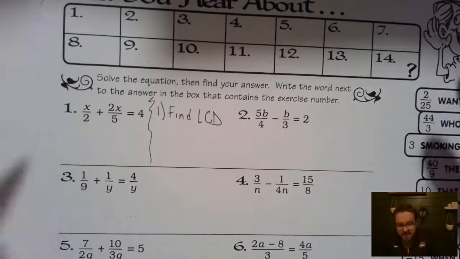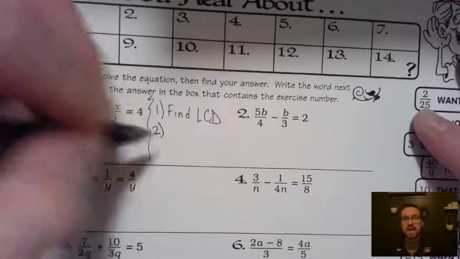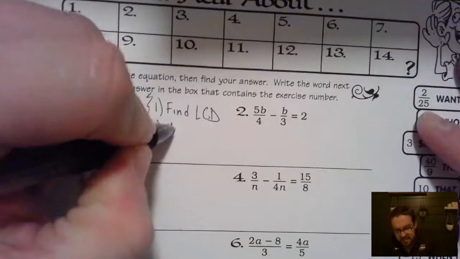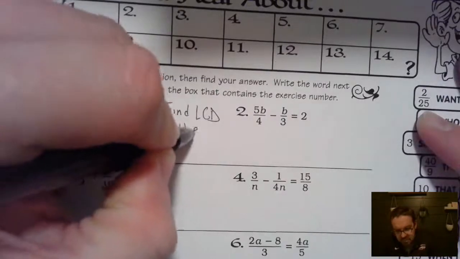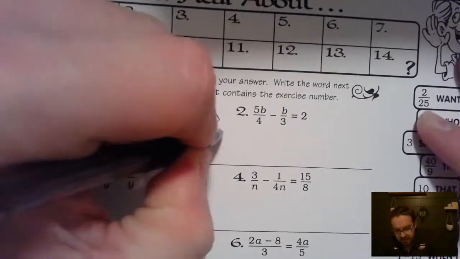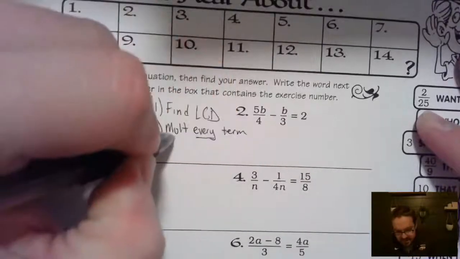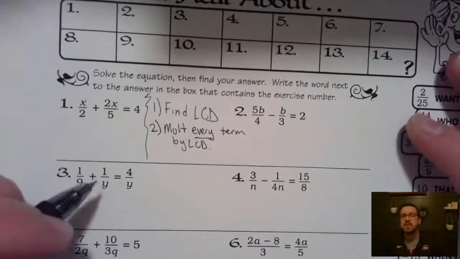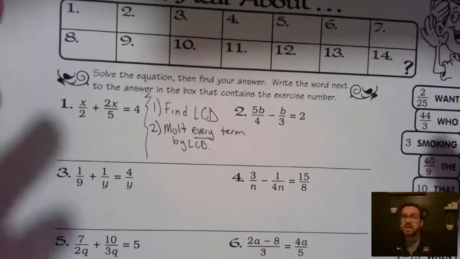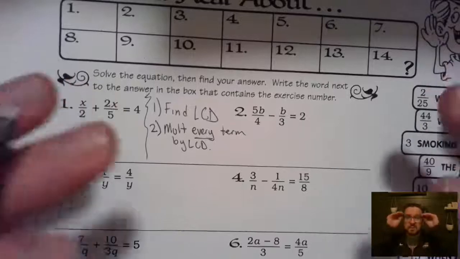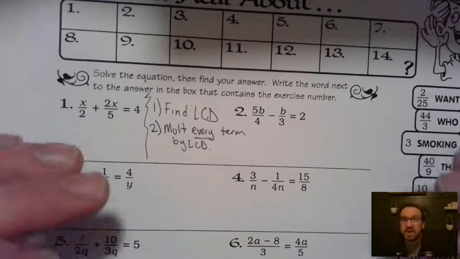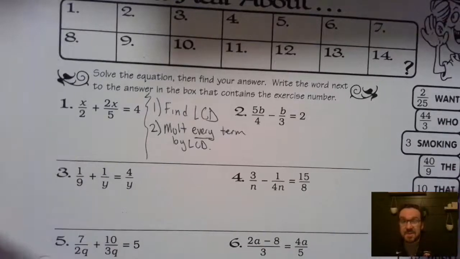The second step, once I've found my LCD, is I'm going to multiply every term by my LCD. The goal for me in doing that is to eliminate all the fractions. I know none of you, well, maybe for the select few, like working with fractions, right? And even when there's variables on the bottom, that makes it more challenging. So let's get rid of them. Let's be gone with it.